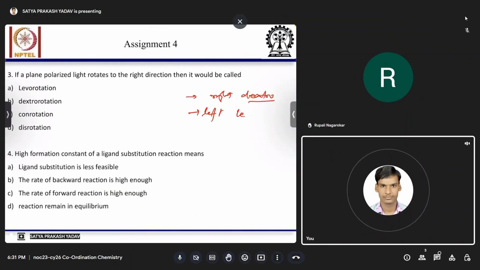Okay, go to the next. High formation constant of a ligand substitution reaction means ligand substitution is less feasible, the rate of backward reaction is high enough, the rate of forward reaction is high enough, or the reaction remains in equilibrium. Can you tell me what is the answer for this question?